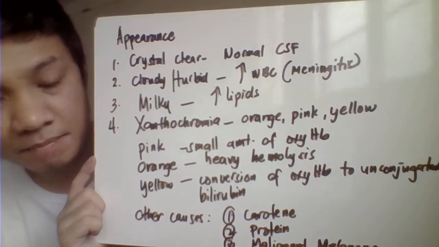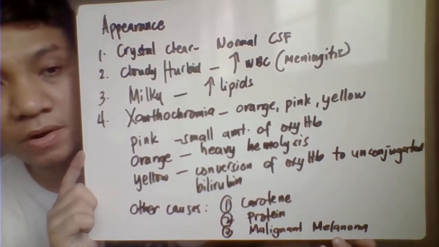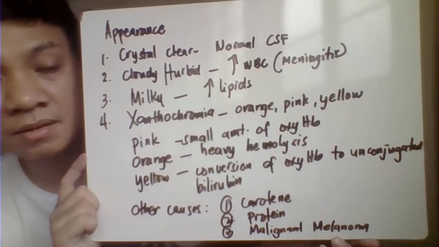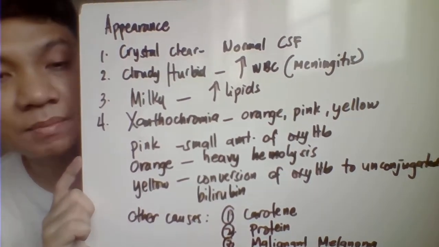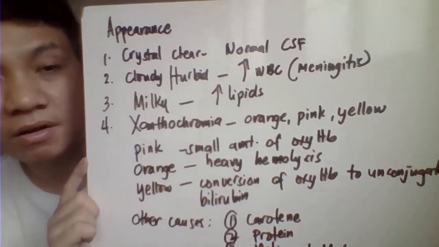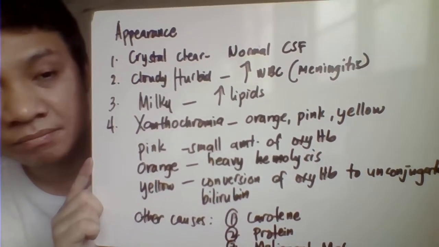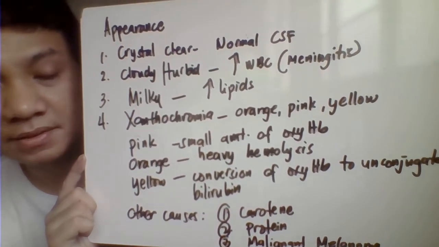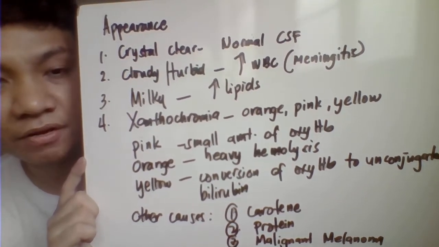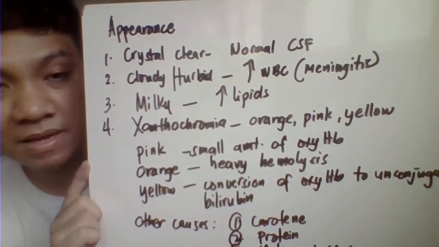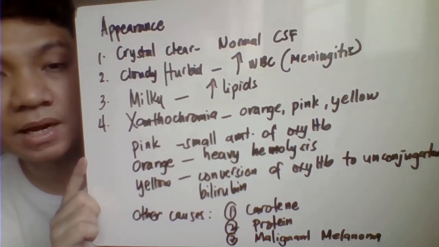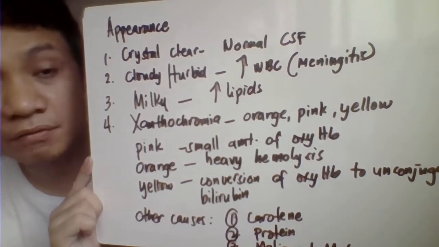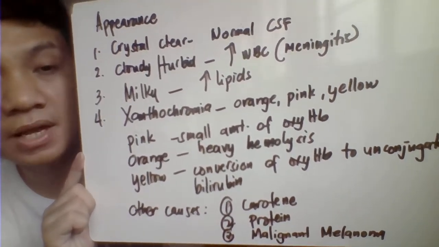And we also have a milky specimen, which is associated with a high concentration of lipids. We have the term xanthochromia: a xanthochromic specimen is a specimen with another color, for example pink, orange, or yellow. The pink is due to a small concentration of blood, your oxyhemoglobin. Heavy hemolysis is related to the orange color. And the yellow is the presence of bilirubin, the conversion of oxyhemoglobin to unconjugated bilirubin.